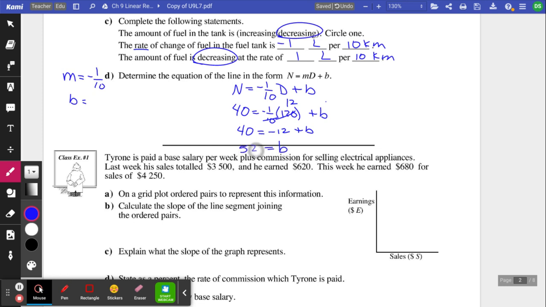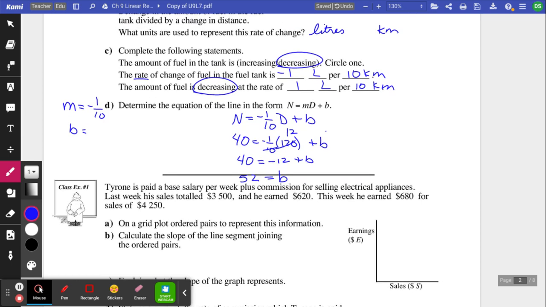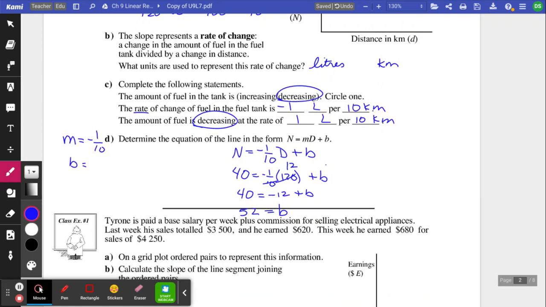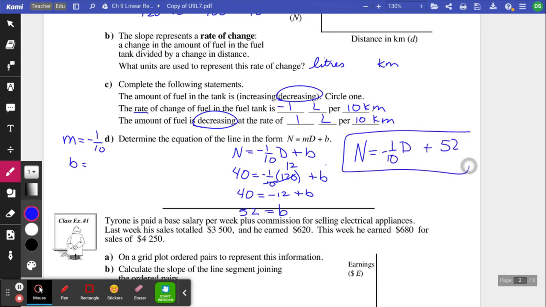Is that working on my little picture? I think we knew it would be slightly more than 50, right? I'd have to shrink this down. It's hard to go back and forth. But yeah, there's 50. Up a little higher is 52. It should make sense. So I have everything I need to write my equation of my line. n equals negative 1/10 d plus 52. There it is. It does not tell me to write it in general form, so I will leave it like that. Remember? Plug in the slope, plug in the point.